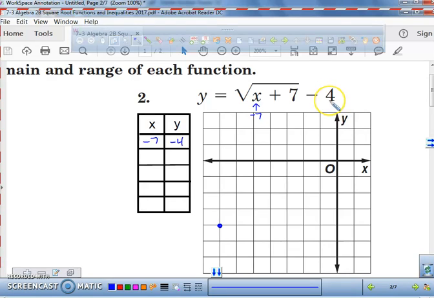Because of that minus 4 right there, negative 6 would probably be at a negative 3. Then if I go up 1 and over 3, actually, from right here, you'd probably be at a negative 3 and a negative 2.